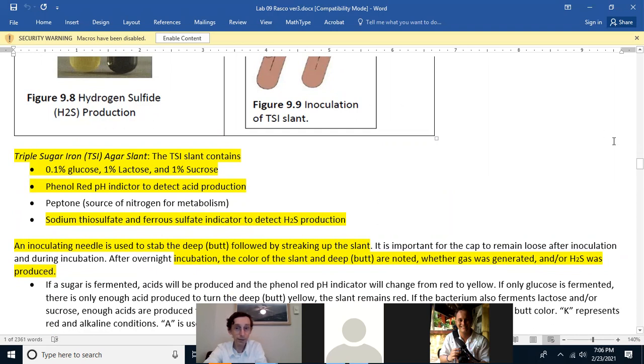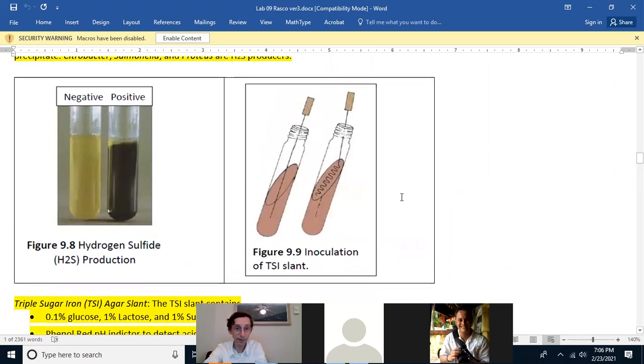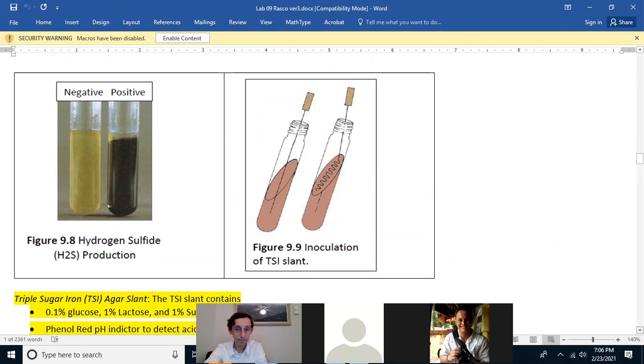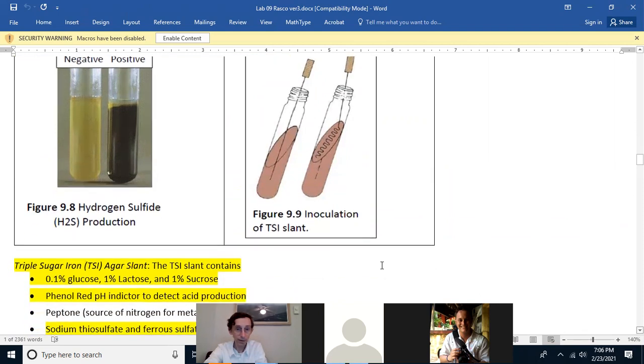I mentioned how you inoculate these tubes. You stab it, as well as inoculate the slant. And then you look at the coloration of the growth in the butt and on the slant. So you're looking at the growth where it's anaerobic, and then where it's aerobic.